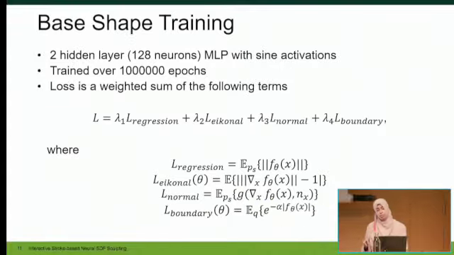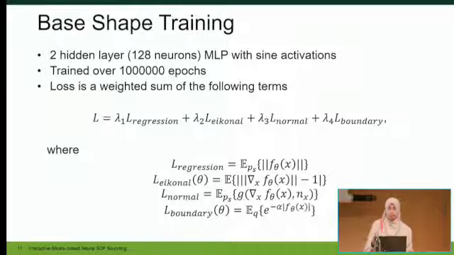And in order to train the base shapes, we have very shallow MLPs, 2 hidden layers, 128 neurons. We train it for 1 million epochs to get the base shape. And for the loss, it is a weighted sum of these 4 terms. We try to first regress the SDF at that point, and then the SDF follows the eikonal property, which says that the norm of the gradient of the SDF is 1, which is the second term over here. And then the third term is the normal, in which we try to reduce the cosine similarity between the gradient of the SDF and the normal at that surface point.